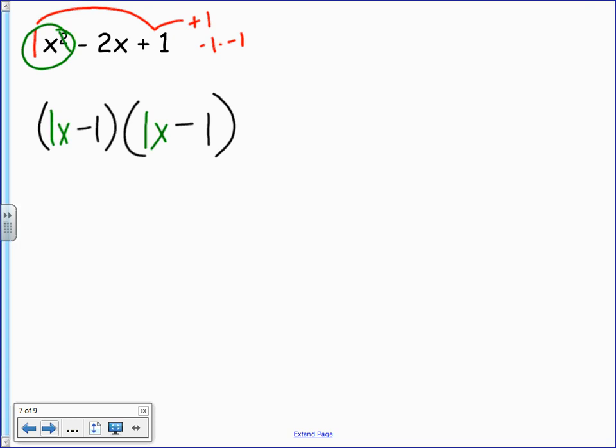Leave off the square. And what's really nice about this, anytime that leading coefficient in front of your x squared is 1, there's really nothing left to divide. Both factors are divisible by 1, but then they'll just be themselves. So my final answer is x minus 1 times x minus 1.